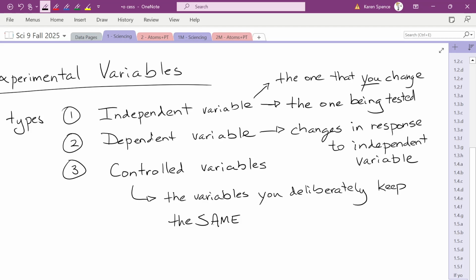Why would we bother keeping variables the same? Yeah, so you get a more accurate result. You know that these ones are not affecting the outcome of your experiment.